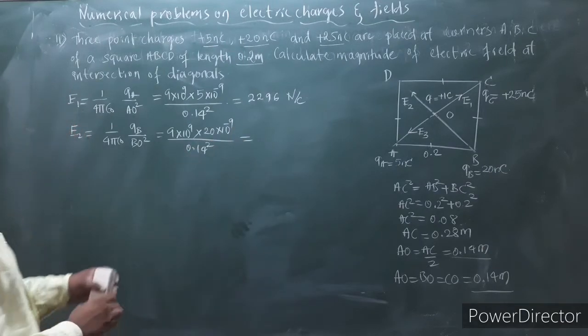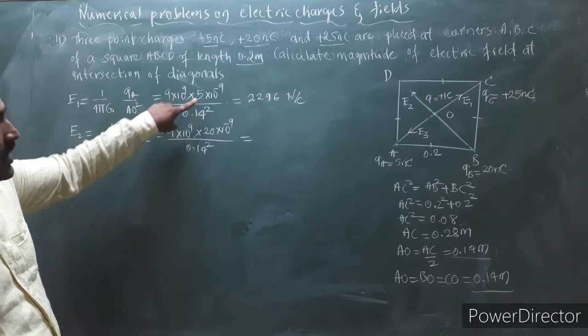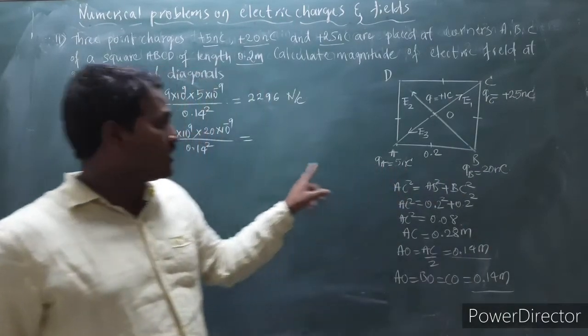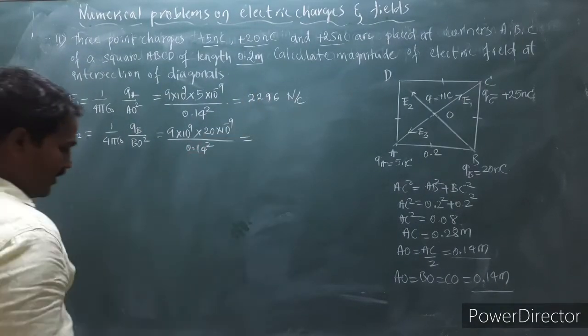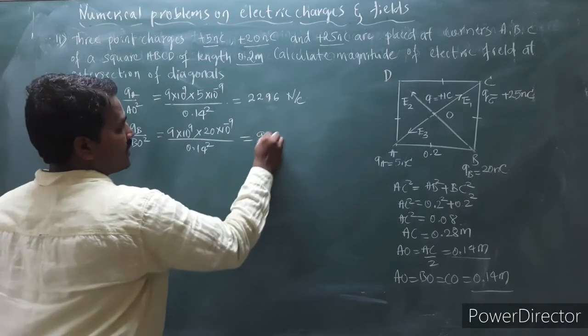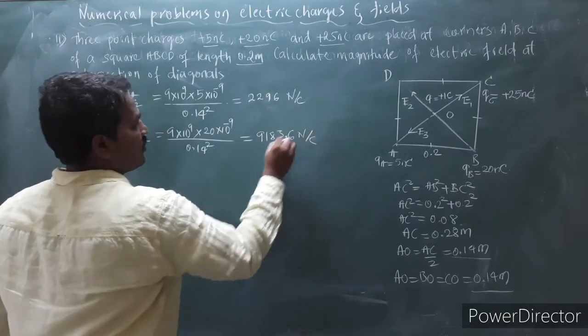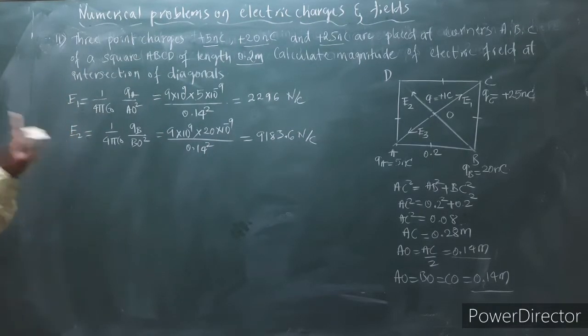Look at these two cases. All values are the same except here I have 5 and here I have 20. So this charge is 4 times the first charge, so your answer will be 4 times this. By solving this, I get 9183.6 newtons per coulomb. So this is the magnitude of electric field intensity E2.